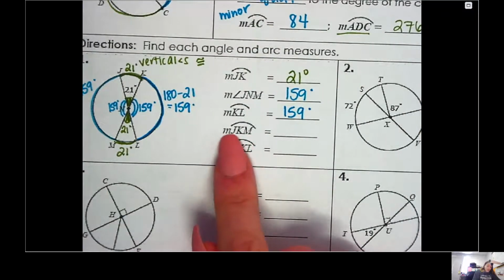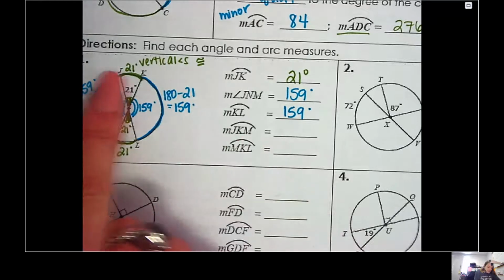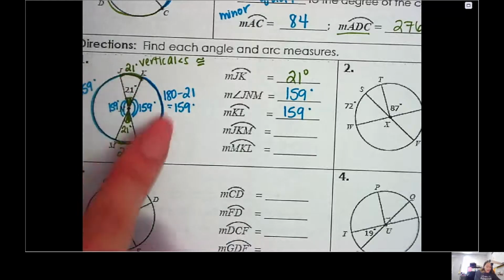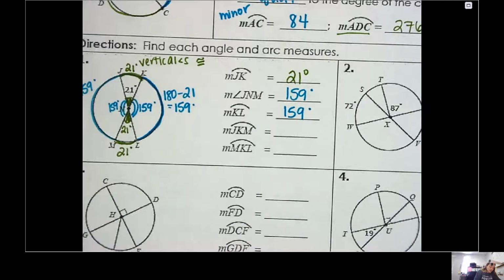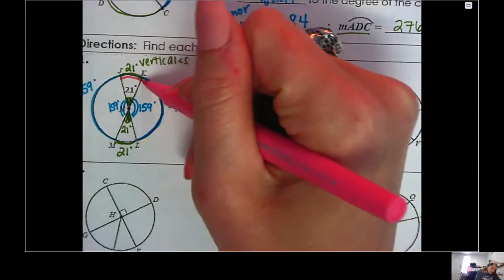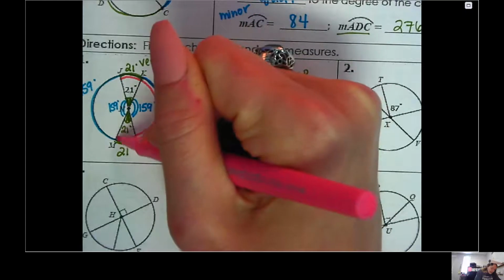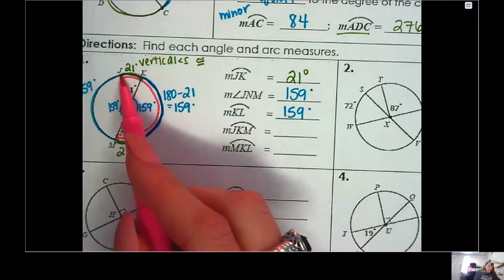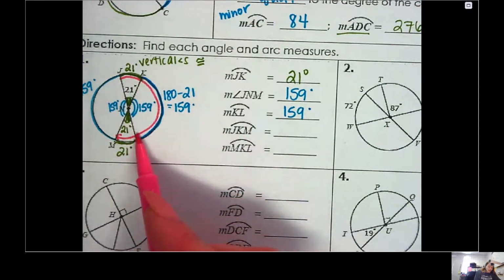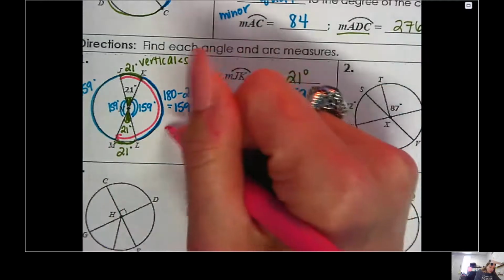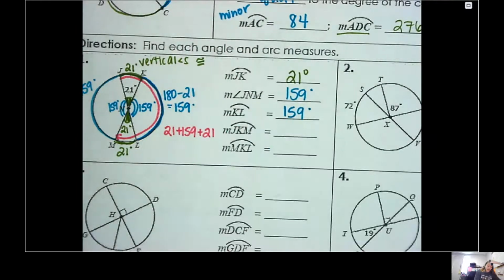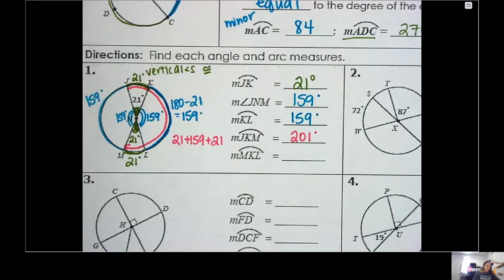Okay, the measure of angle JKM means you start at J, you go through K, and you end at M. So you have to go essentially all the way around the circle. So it's J through K, ending at M. So it's like this whole section. What I'm going to do to figure that out is just add the pieces together. I'm going to add JK plus KL plus LM. So that is 21 plus 159 plus 21. And if I add those together, I get 201 degrees.